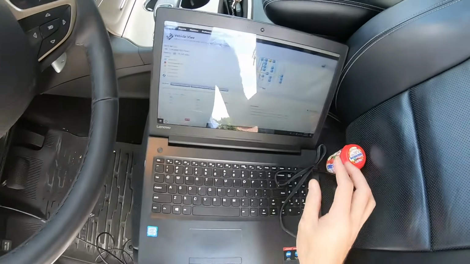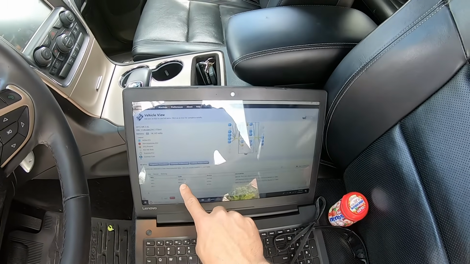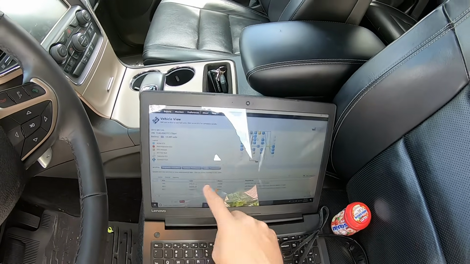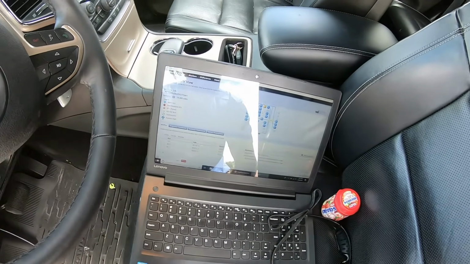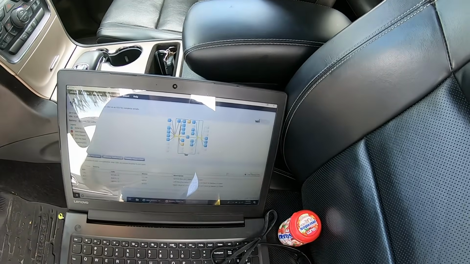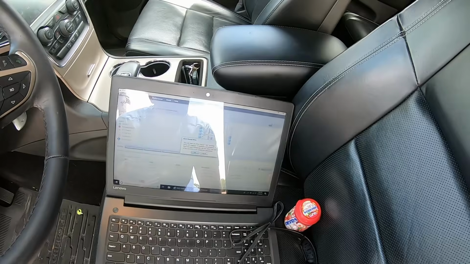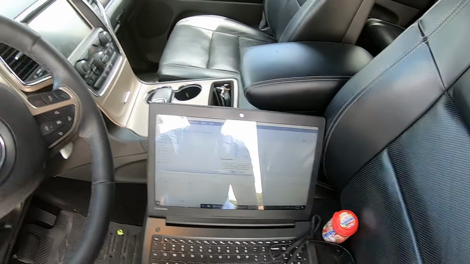There's also some codes on the computer too. I see a B2874, a B2873, and a B212D. So I'm going to reset these and see which ones come back. One of them is an ignition run only input circuit open, and an issue with the backup lights. I'm going to clear the codes on YTech.